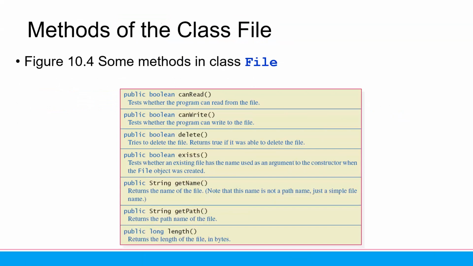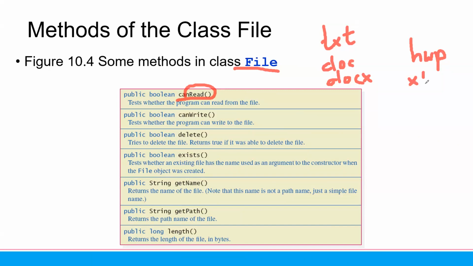Some other methods in this class are related, like this one. You can read. So in the class File, you can read. It means you want to test whether the program can read the file. So sometimes you have a file like txt, or you can have a file like doc, or nowadays docx. If you use Hangul, your file name is HWP. If you use Excel, then your file is XLS or sometimes XLSX.